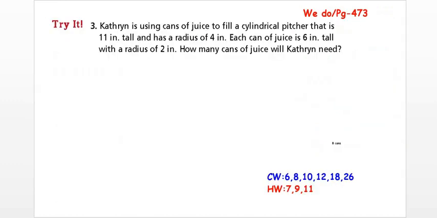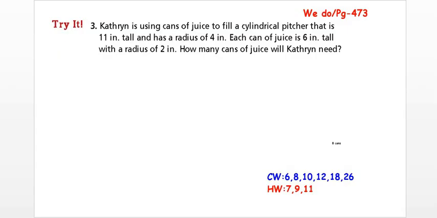Okay, let's start some try it questions. Here is try it number 3. It says Catherine is using cans of juice to fill a cylindrical pitcher that is 11 inches tall and has a radius of 4 inches. Each can of juice is 6 inches tall with a radius of 2 inches. How many cans of juice will Catherine need?